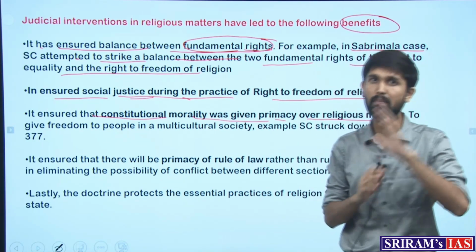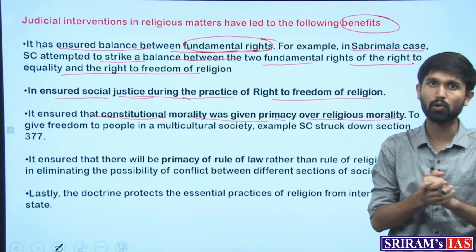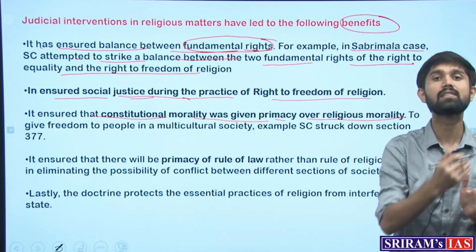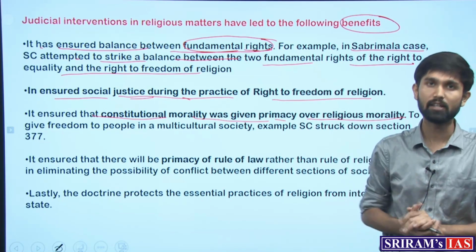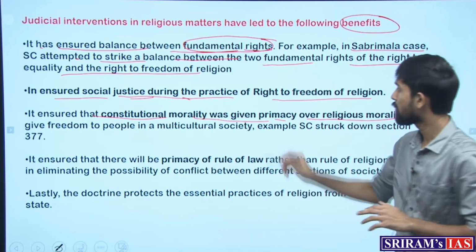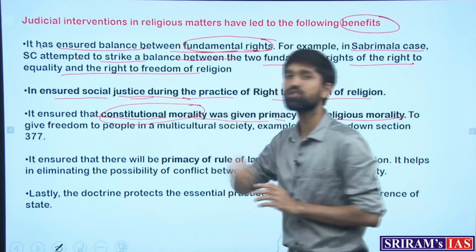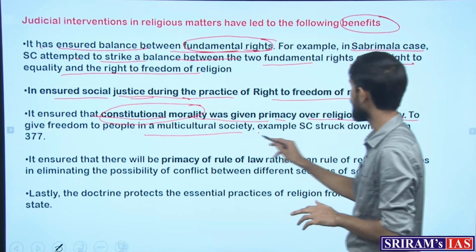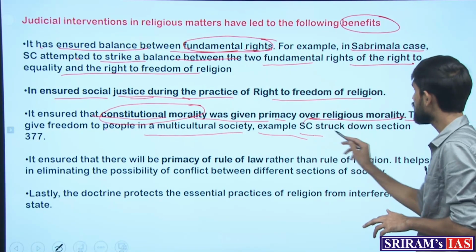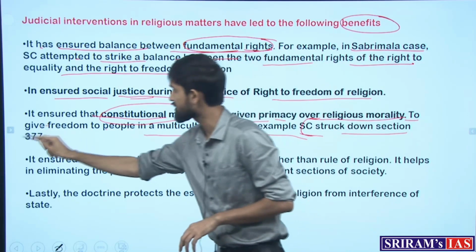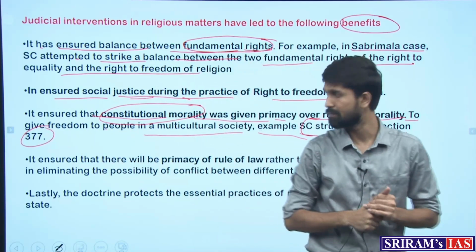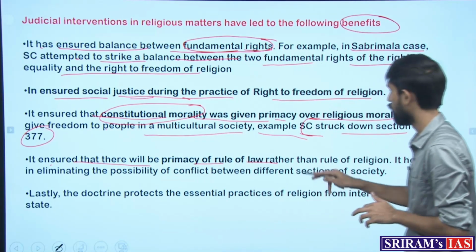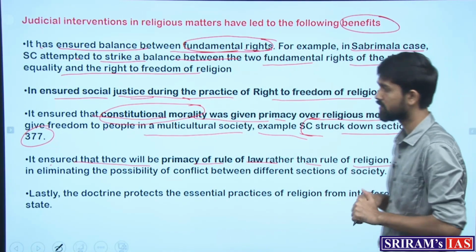This can be said as a benefit of the essential practices doctrine, which said that the matters of the land would be ruled by principles of law and not by tenets of religion. So it gave primacy to constitutional morality. And to give freedom to people in a multicultural society, the Supreme Court struck down Section 377 as well. This was also an example, right? Then it ensured that there will be primacy of rule of law rather than rule of religion, right? This is what we saw.